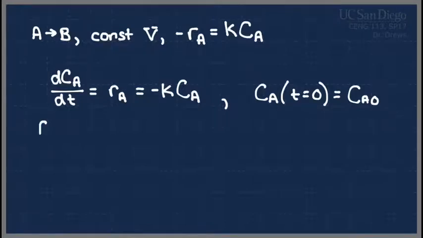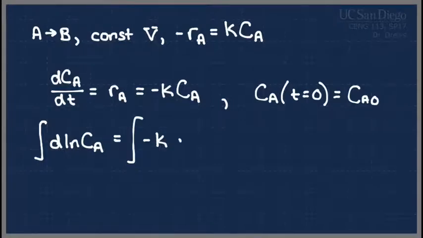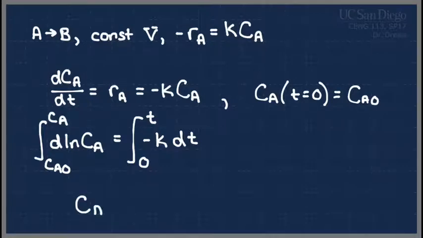If you rearrange this and integrate, you can end up with d ln CA is equal to the integral of minus K dt. The integral limits here are whatever you started with. So initially at time 0, you had CA0, and at some new time t, you had some new CA. And if you work out that integral, you end up with CA as a function of time is equal to CA0 times the exponential of minus kt.